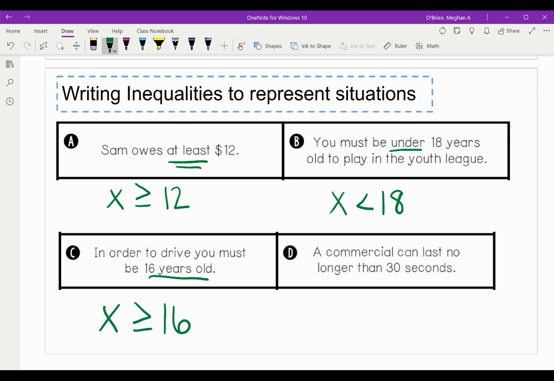And then last one, a commercial can last no longer than 30 seconds. That's like saying 30 seconds is the max. So X has to be, let's see, less than, and thinking if it could include it. A commercial can last no longer than 30 seconds. I think it could include 30 seconds exactly. Maybe that's like the last amount of seconds it could be. Okay, so no longer than.